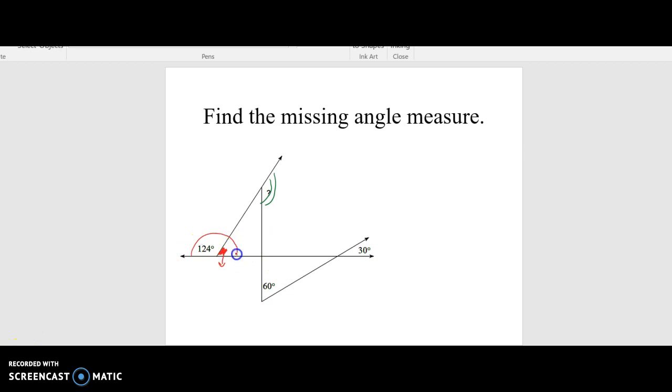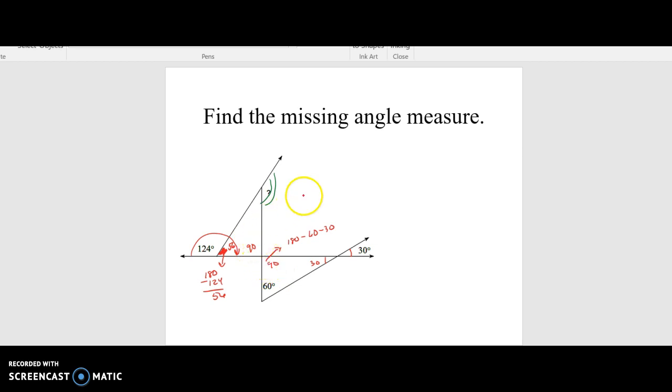This is a linear pair. So 180 minus 124 would give you 56 degrees. So this angle is 56 degrees. These are vertical angles, so they're congruent. So this would be 30. If this is 60, this is 30. This angle is 180 minus 60 minus 30, which is 90, which makes these vertical.